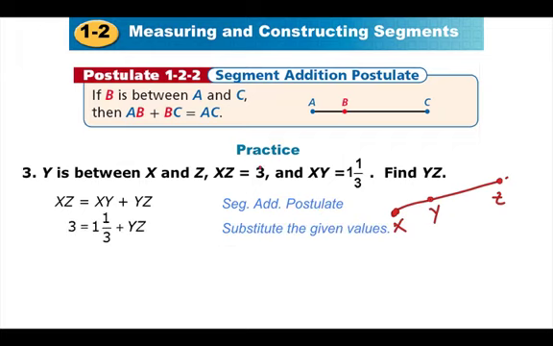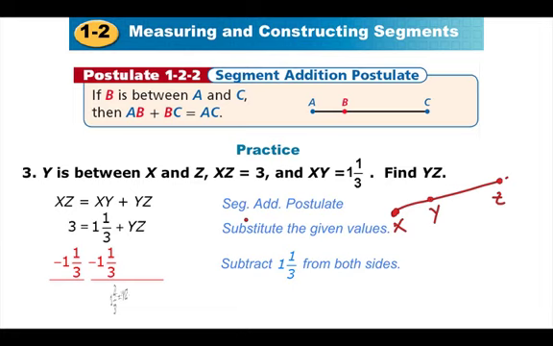So what we're going to do is substitute. We know that XZ is equal to 3. Plug it in here. XY is 1 1/3. This is what we're looking for, so we leave it alone. Do a little bit of pre-algebra, more of algebra, and then you end up with YZ is equal to 1 2/3.